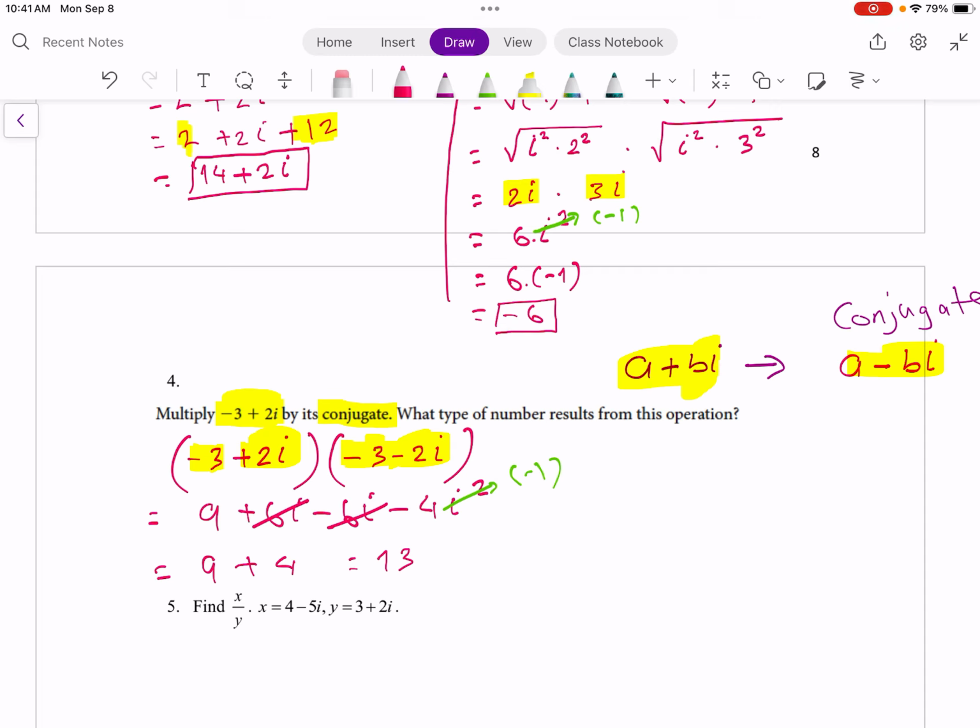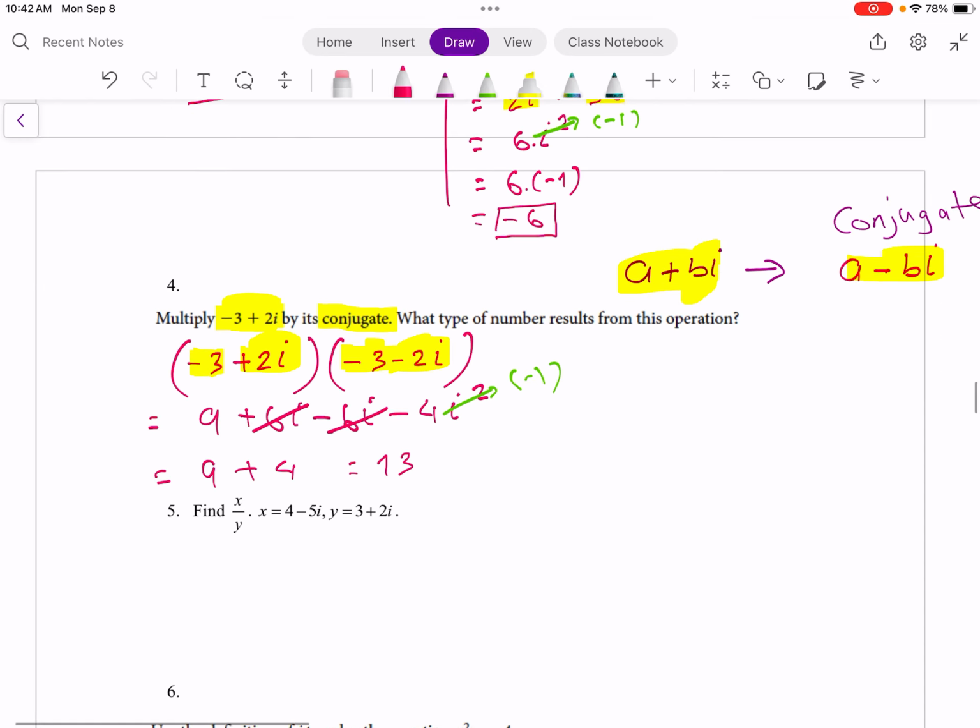Now what do we know about i squared? Negative 1. And we have a negative in front of that i squared, right? So negative times negative 1 we get positive 1. And 1 is a real number. So every time we multiply a complex number by its conjugate, we always get a real number.